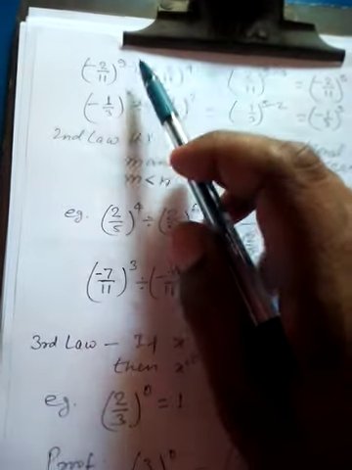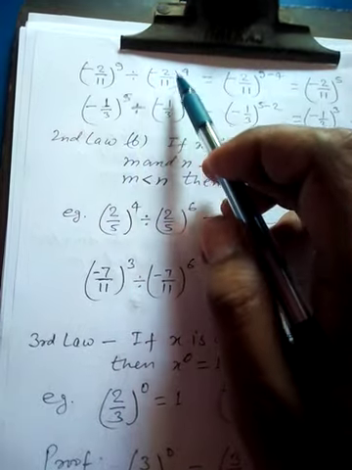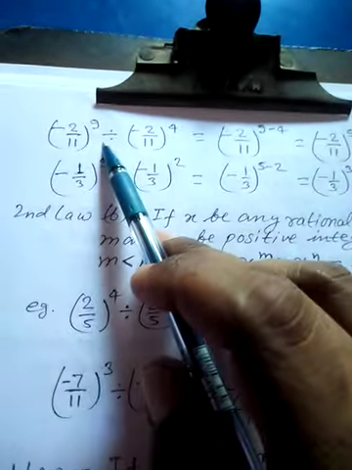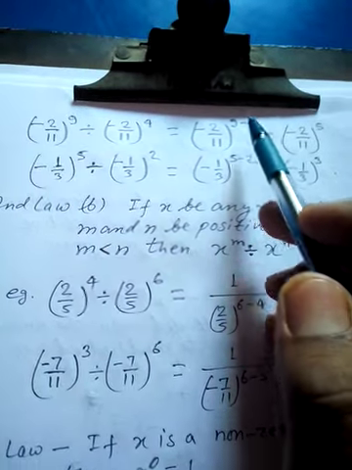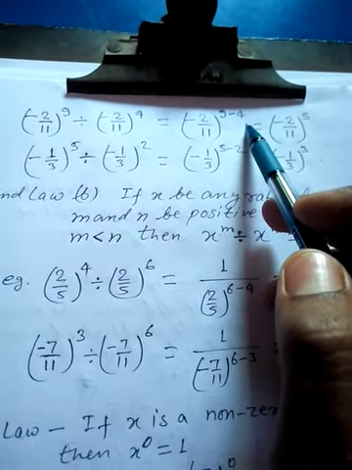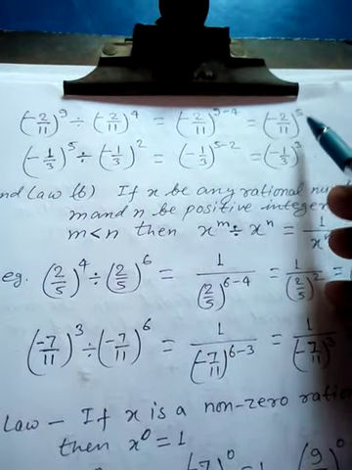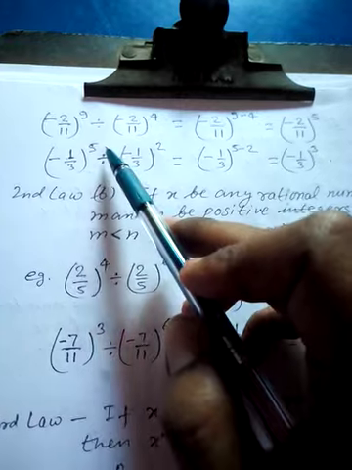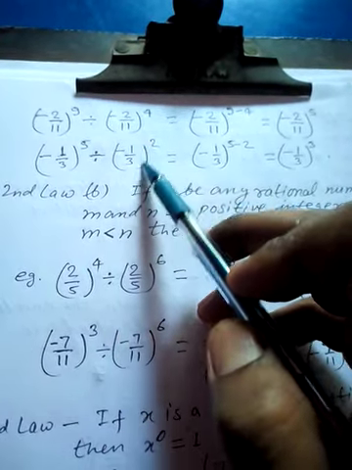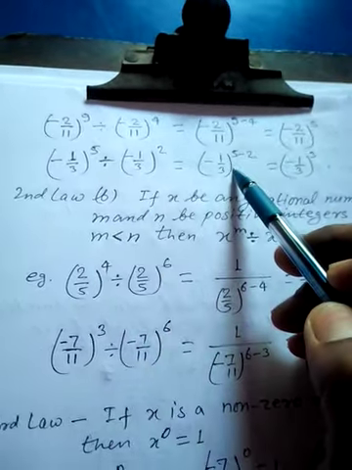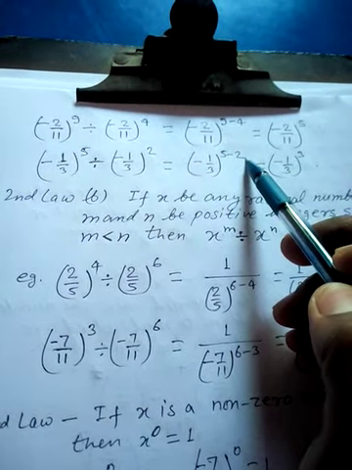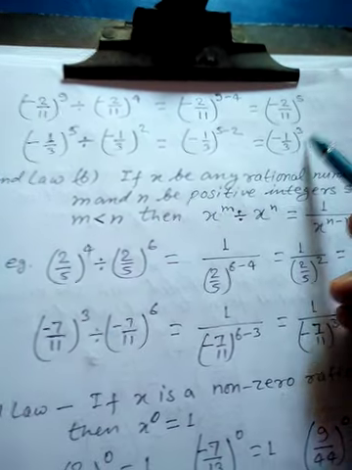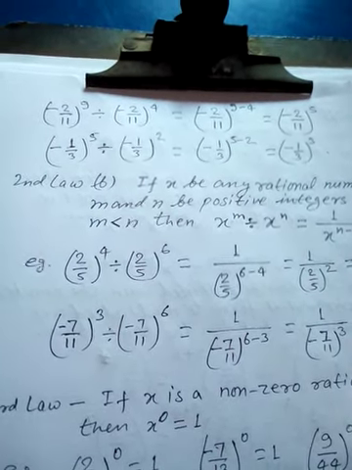Minus 2 by 11 to the power 9 divided by minus 2 by 11 to the power 4. You can see here also the division symbol. So minus 2 by 11 to the power 9 minus 4 will give you minus 2 by 11 to the power 5. Again, minus 1 by 3 to the power 5 divided by minus 1 by 3 to the power 2, then you have to subtract the powers: minus 1 by 3 to the power 5 minus 2. It means in division we have to subtract the powers.